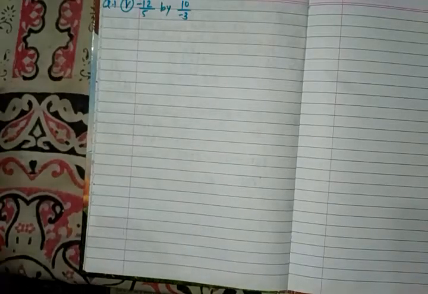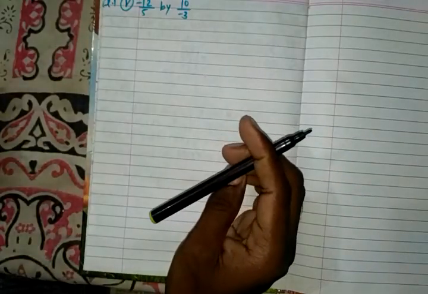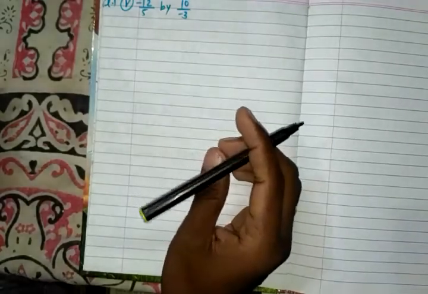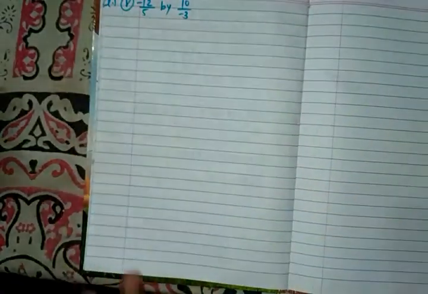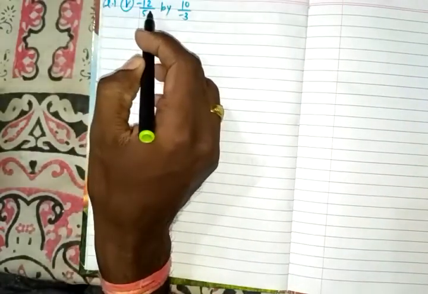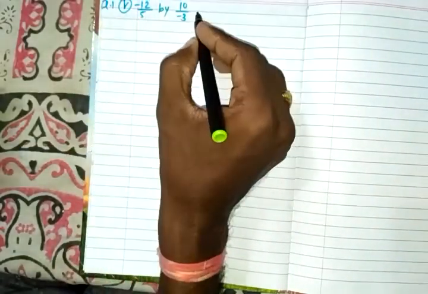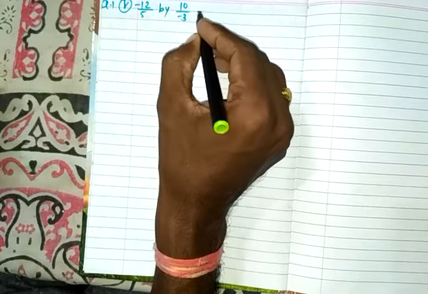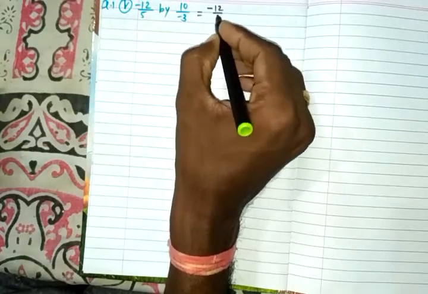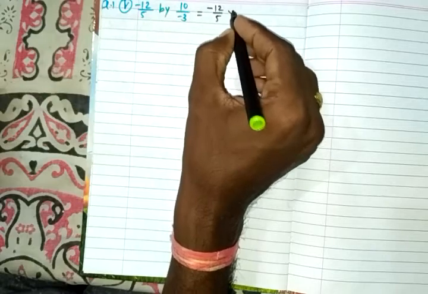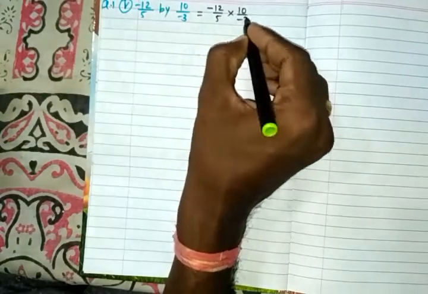First question of exercise 4e of rational numbers, we have to multiply the given two rational numbers. Here I have taken the fifth question, minus 12 by 5 and 10 by minus 3. So I will convert it by putting the multiply sign: minus 12 by 5, multiply, 10 by minus 3.